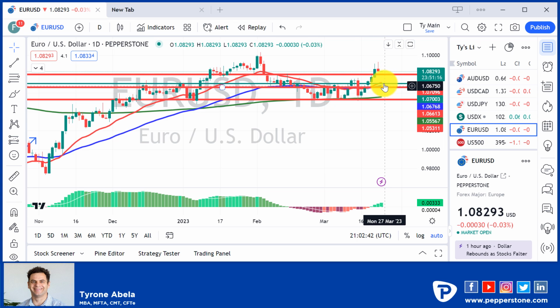Look, the 20 moving average and the 50 moving average are not very far away. That 107 area is beckoning. I think 108 is a pretty easy target to get to. It's only 20 pips away from that. That's going to be a sticking point for it.